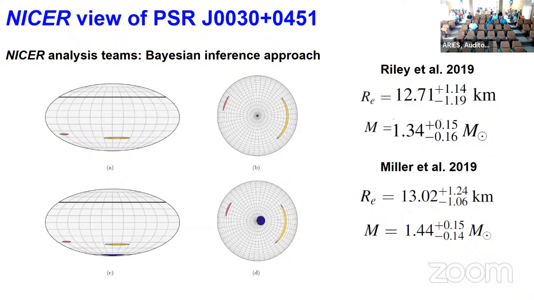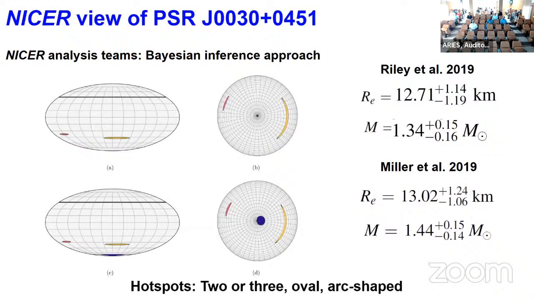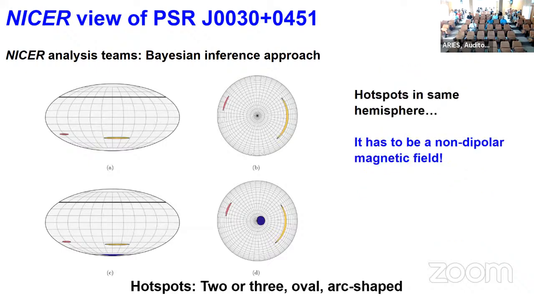Now, you'll also notice that the hotspots in the two solutions are either two or three in number, and they are oval and arc shaped. None of them are spherically symmetric or symmetric with respect to the hemisphere. And they are in the same hemisphere, like in the southern one, which means that the only field configuration which can describe it is the non-standard, non-dipolar magnetic field. The line of sight is just put there for reference.